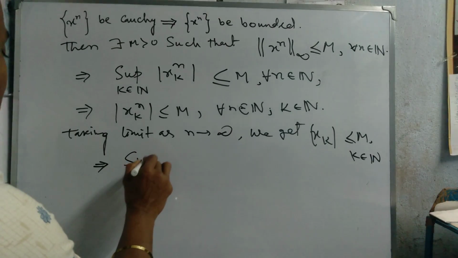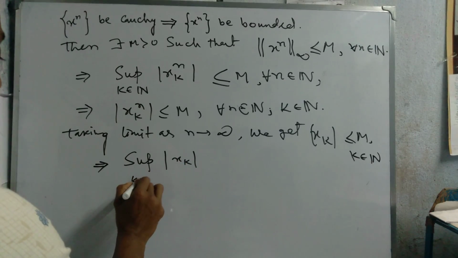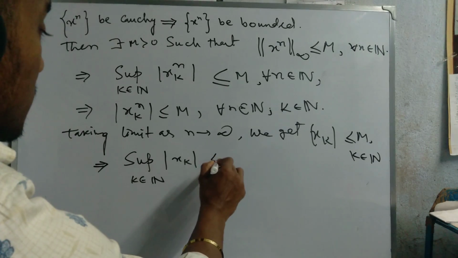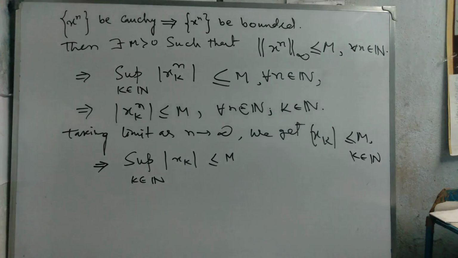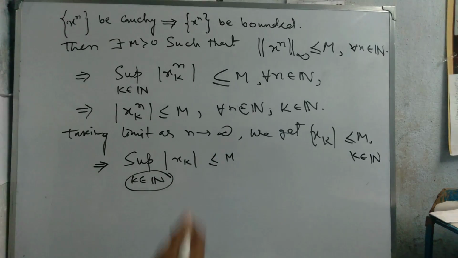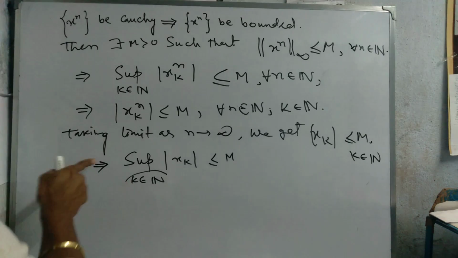So what happened? We write it here again: k belongs to N, this one must be less than or equal to M. Taking the supremum on both sides, here k is invariant, and this side does not change, so we write it in this way. You may ask why we write the supremum here and not there. That is a foolish question, I think. If you are doing mathematics, this is obviously known. Then what happened?